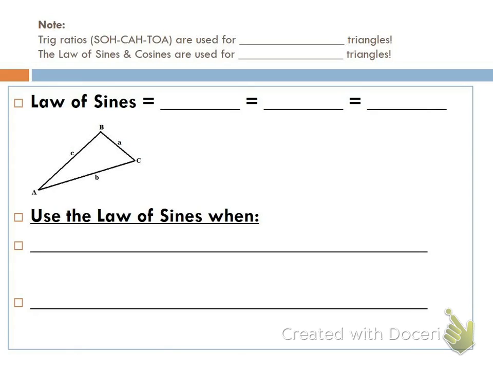Trig ratios are used for what kind of triangles? Right triangles. The law of sines and cosines are used for non-right triangles. Okay, so SOHCAHTOA, trig ratios we can only use for right triangles. The law of sines and cosines we will use for non-right triangles.